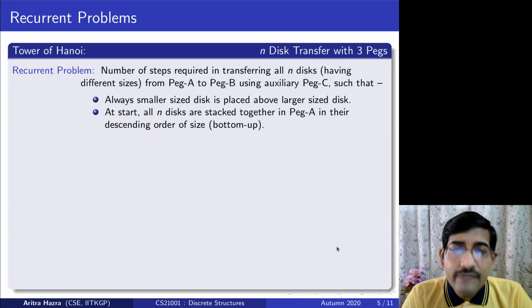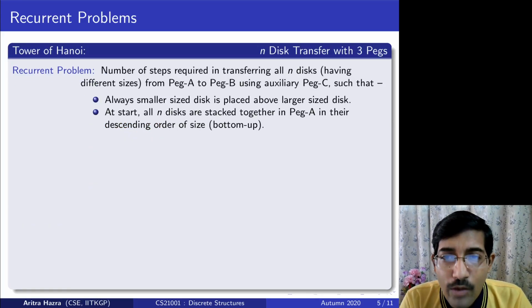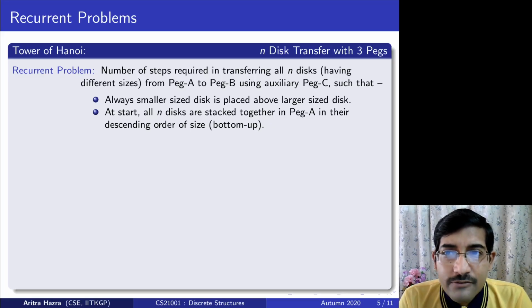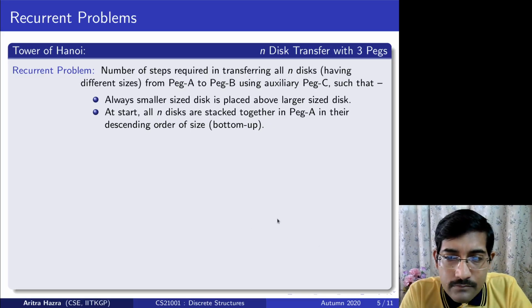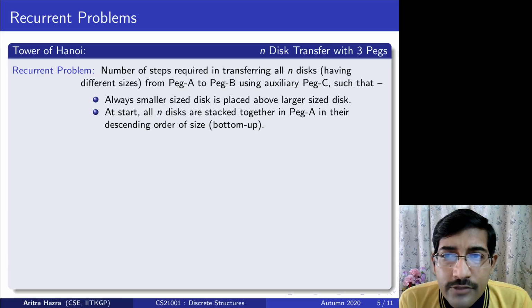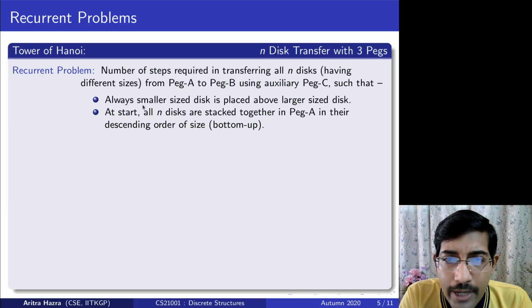Let us come to a very famous problem that you have already known as part of your programming and data structure course, which is called the Tower of Hanoi. So to give you a complete description, you have to transfer n disks with 3 pegs, and your job is to transfer those n disks from a source peg to a destination peg. That is, we will say source peg as A, destination peg as B, using the third peg, auxiliary, as C, and you cannot place a bigger disk above a smaller disk. So always a smaller disk is placed above a larger disk.